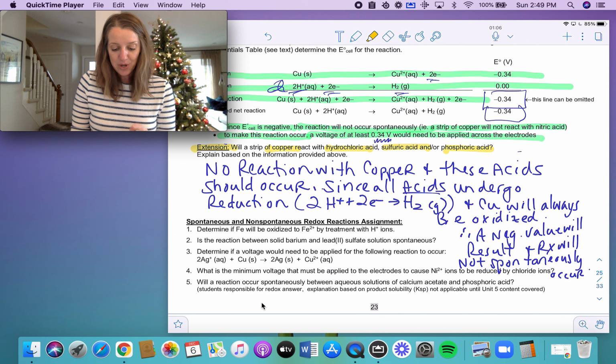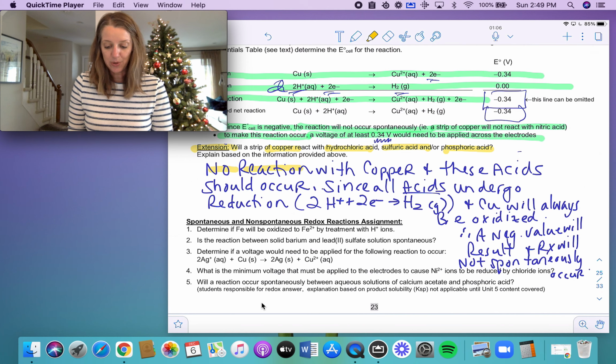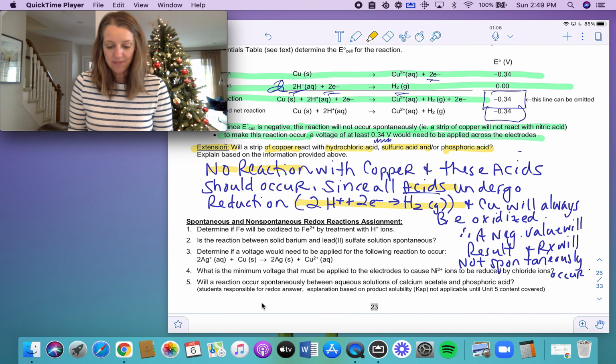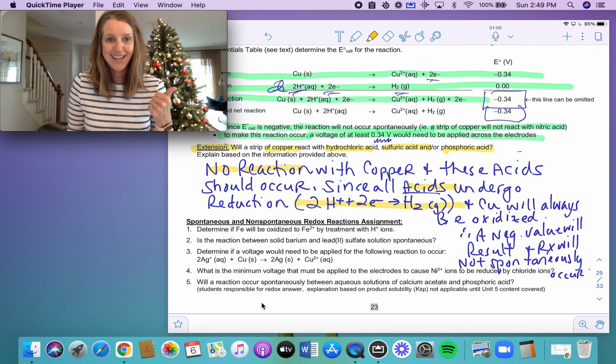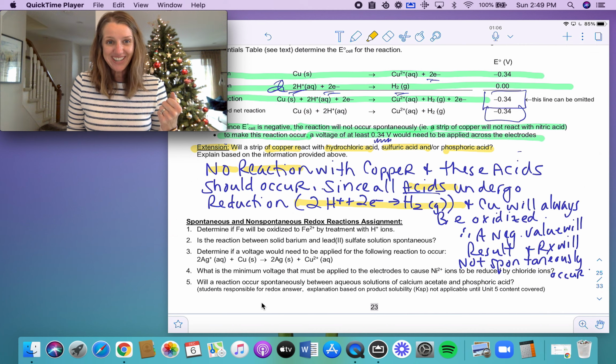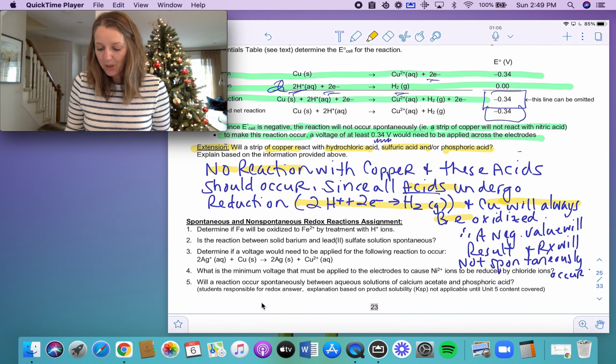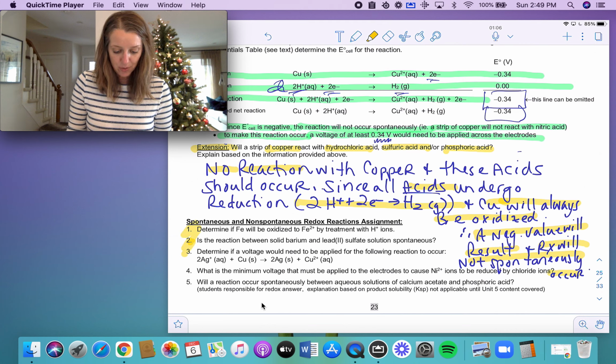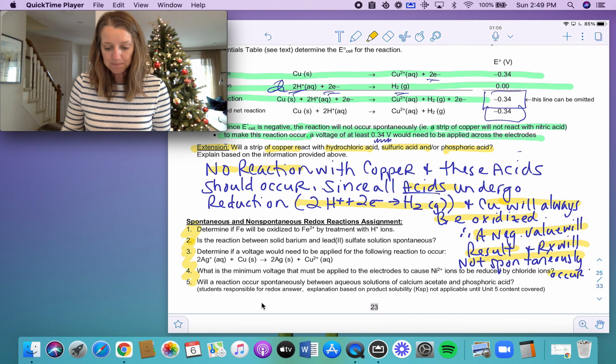All right, and you know that no reaction is going to occur because all of the acids will be undergoing reduction. Hydrochloric acid has hydrogen ions. Sulfuric acid, H2SO4, hydrogen ions. Phosphoric acid, H3PO4, hydrogen ions. So copper will always want to be oxidized, therefore a negative E0 value will result, and the reaction would be non-spontaneous. Okay, so here are the questions you're going to work on, 1 to 5 right here.